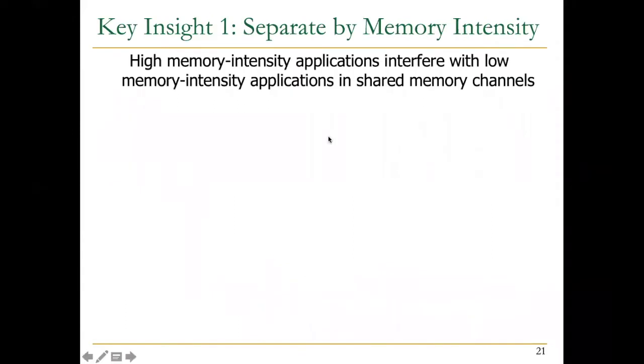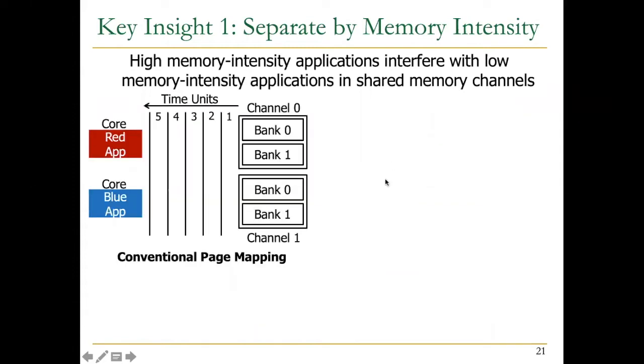So the first one, we want to separate by memory intensity. High memory intensity applications interfere with low memory intensity applications in shared memory channels. Basically, we want to separate high memory intensity applications from low memory intensity applications. So let's look at the left side of the slide. We have two applications. Again, this is a cooked up example, but it's always good to look at a cooked up example to see the benefits.